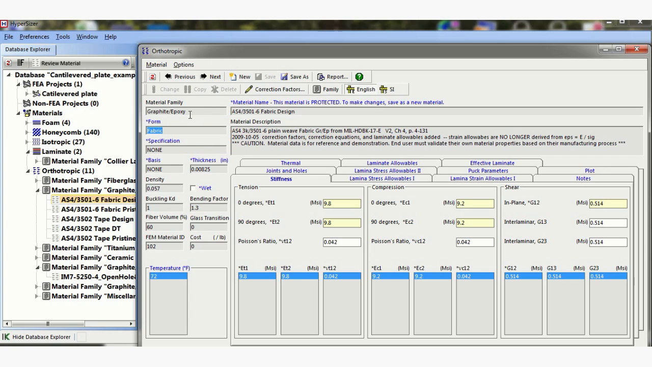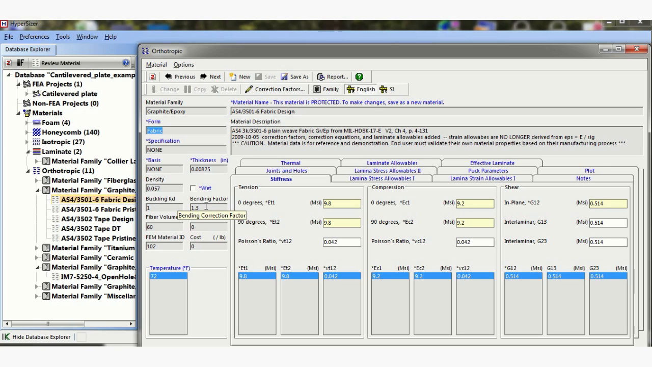So this is a graphite epoxy. This is fabric. We can have a specification in here. The density, obviously we use this density to calculate the weight. We have the thickness per ply. There's a buckling KD, not quite sure what that one's used for.